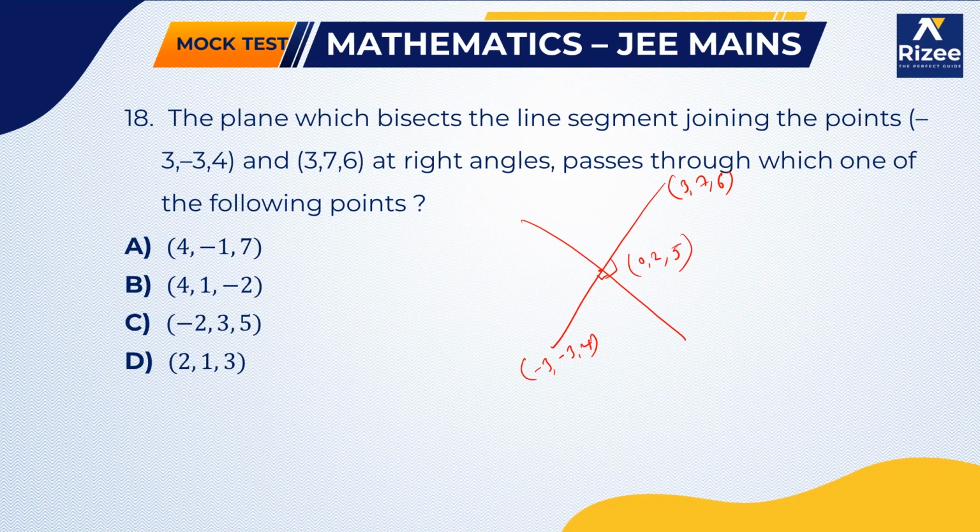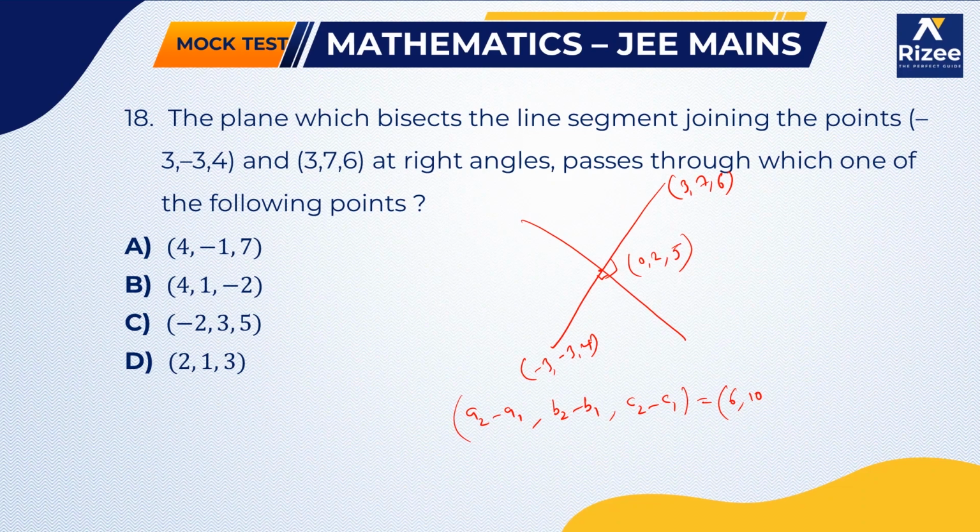So therefore the direction ratios can be written as a2 minus a1 comma b2 minus b1 comma c2 minus c1. Here a1, a2 are the points; a2 minus a1 is how much? 3 minus of minus 3 is 6, b2 7 minus of minus 3 is 10, c2 comma 6, c2 how much? 6 minus 4 is 2.